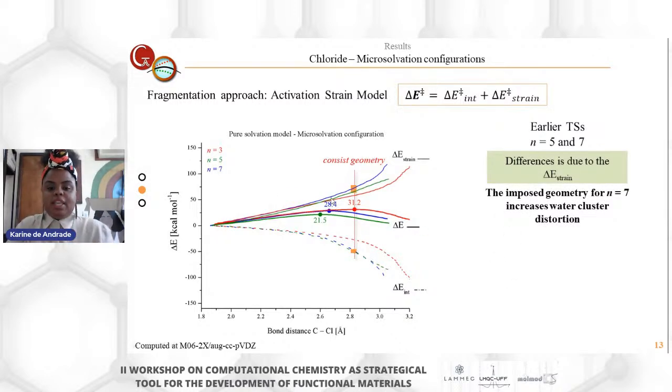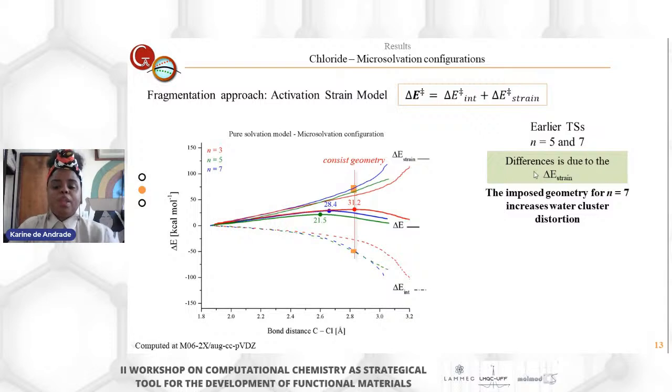First, from the early TS, which is the blue and green curve with 5 and 7 water molecules, we can see that along all reaction coordinates, the interaction energy is the same. So the interaction between the substrate and the water molecule cluster using 5 or 7 water molecules shows no difference, as we already said about, for example, the atomic charge. But looking at the strain curves, we can see that there is a difference in the strain.